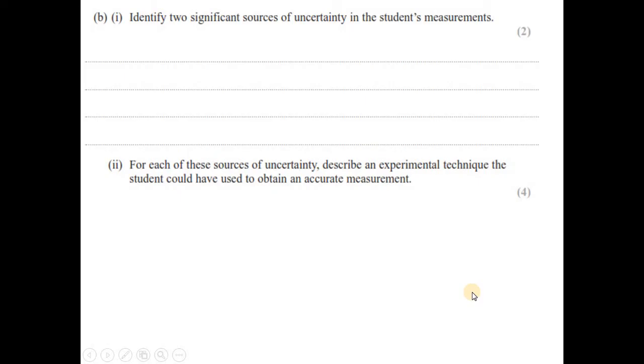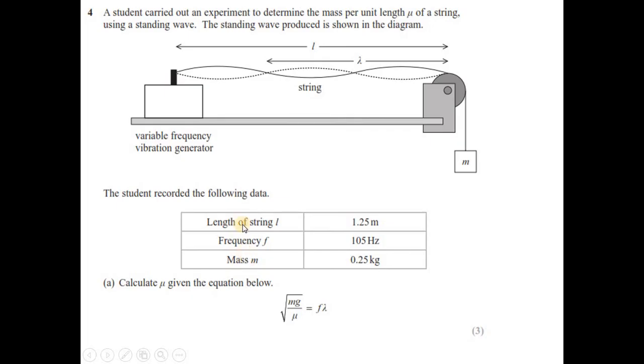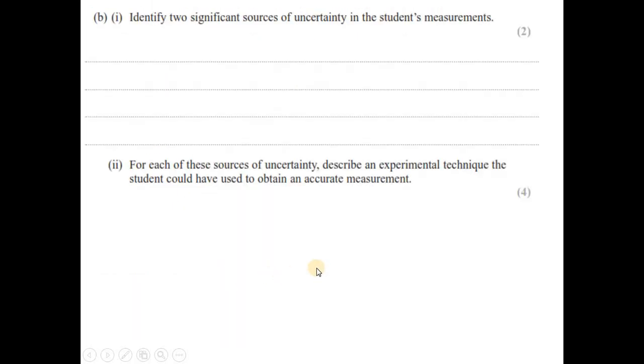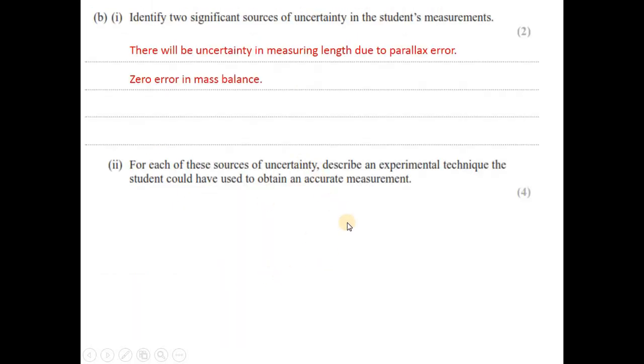And the second source of uncertainty might be in the mass, because there might be a zero error in the mass balance, or maybe uncertainty in the frequency, because there might be a fluctuation. So in all the three, if you go back, you have uncertainty. There might be a parallax error in length, fluctuation, so that you cannot have the exact position of node or maybe anti-node, and in mass, there might be a zero error. So that's how you can write any of the two, because 2 marks, or you can include all the three.